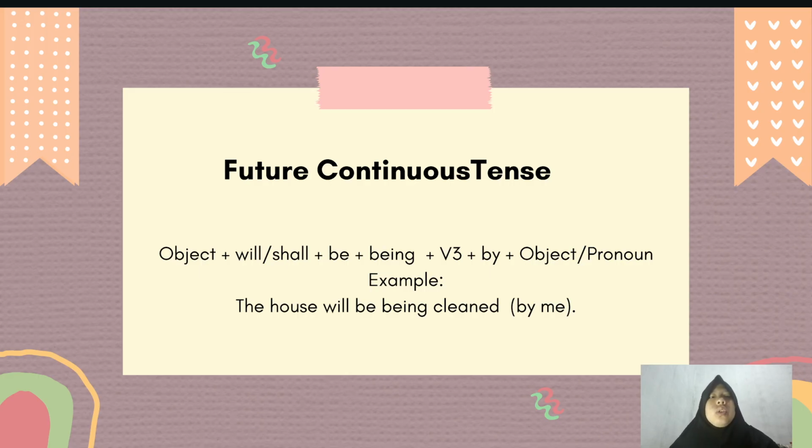Okay. To conclude, we have covered how the passive voice is used in various tenses, from simple present to future continuous. The key takeaway is that the passive voice helps us shift the focus of a sentence from the subject performing the action to the object receiving the action. This is especially useful when the agent is unknown, irrelevant, or when we simply want to emphasize the result of the action rather than the person doing it.